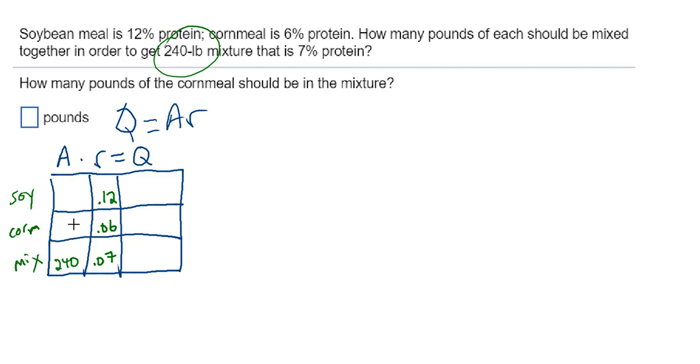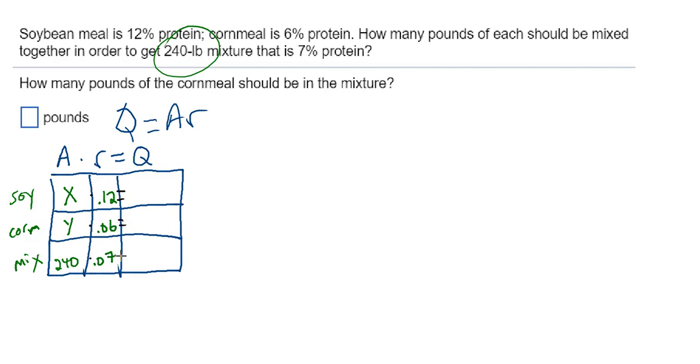What we don't know is how much of each ingredient we're supposed to use to get that 240-pound mixture. So these are going to be unknown, so I'm going to use a variable to represent them. I'll let X represent the amount of the soybean meal that we need. And I'll let Y represent the amount of cornmeal that we need. Now that we have the first two columns filled in, we use the formula to fill in the last column.